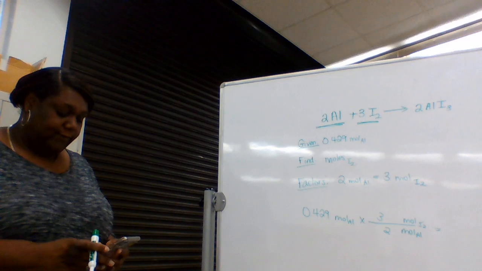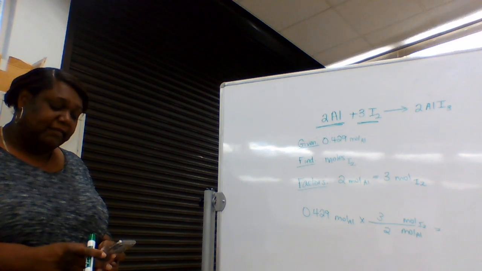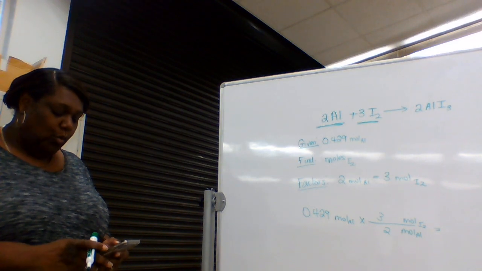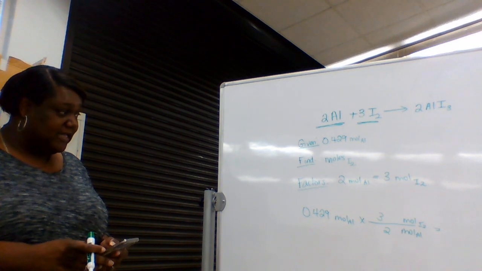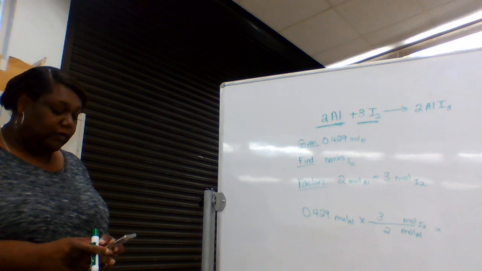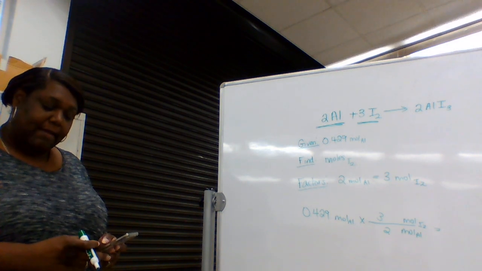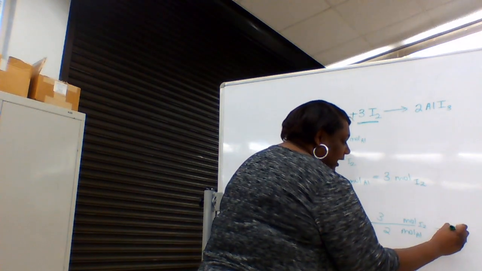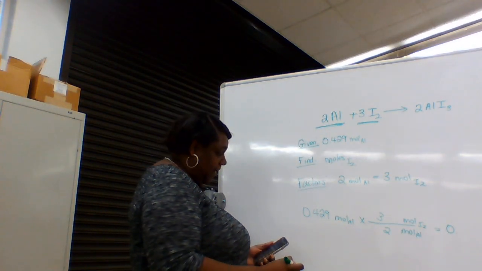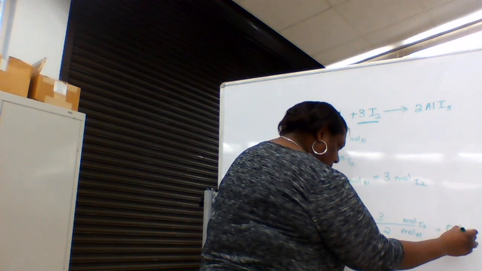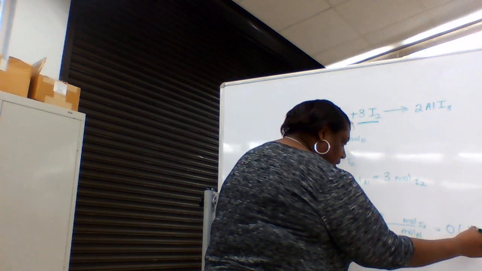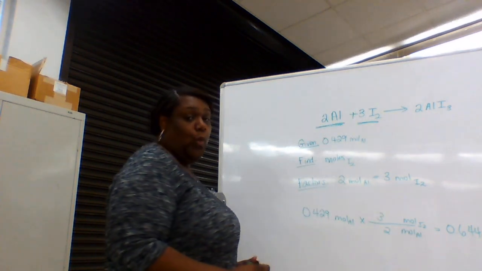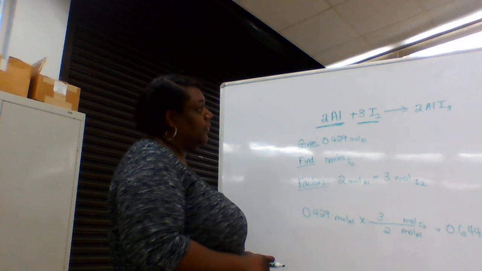and then I just plug this into the calculator to solve. So anytime it's a mole to mole problem, you have to have a balanced chemical equation. Once you have your balanced chemical equation, then you can use the coefficients that are given from that balanced chemical equation, plug those in, and to give the answer with correct sig figs, I have 0.644 moles of I2.